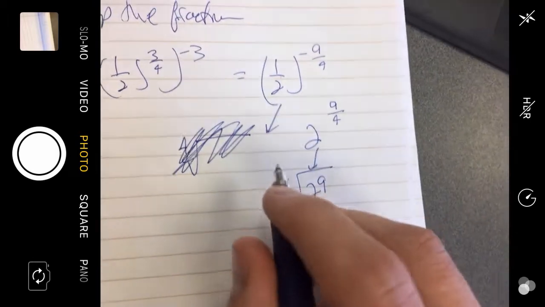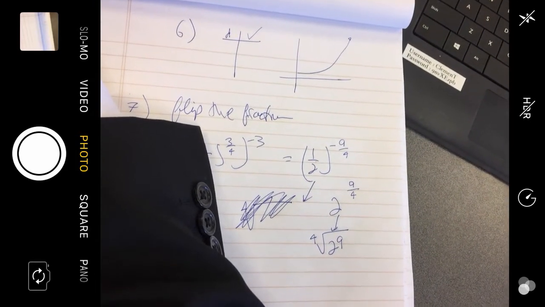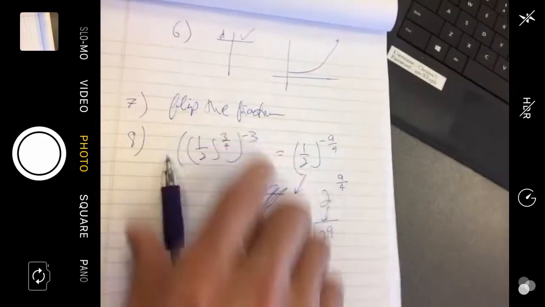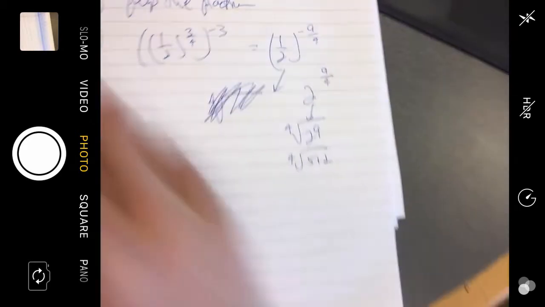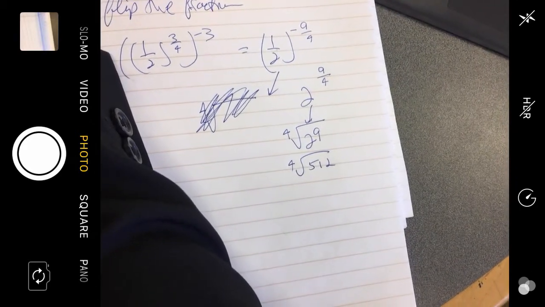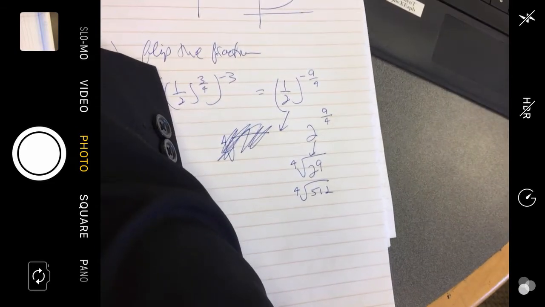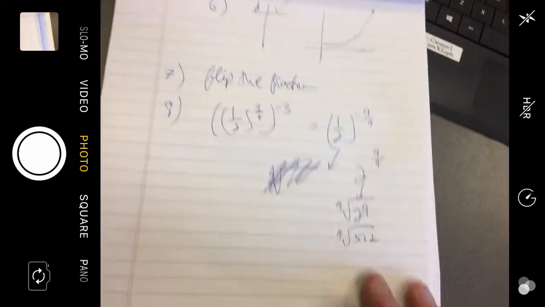9th. And I'm just going to type in what is 2 to the 9th. It's 512. So the 4th root of 512. And now I'm kind of curious if that is something else. I'm going to type in the 4th root of 512. Nope, I'll just leave it like that. Great.